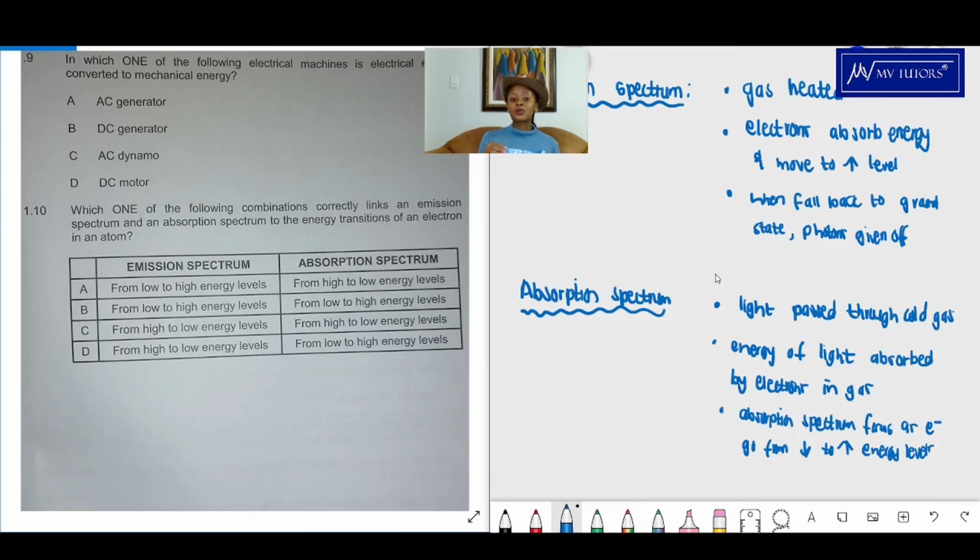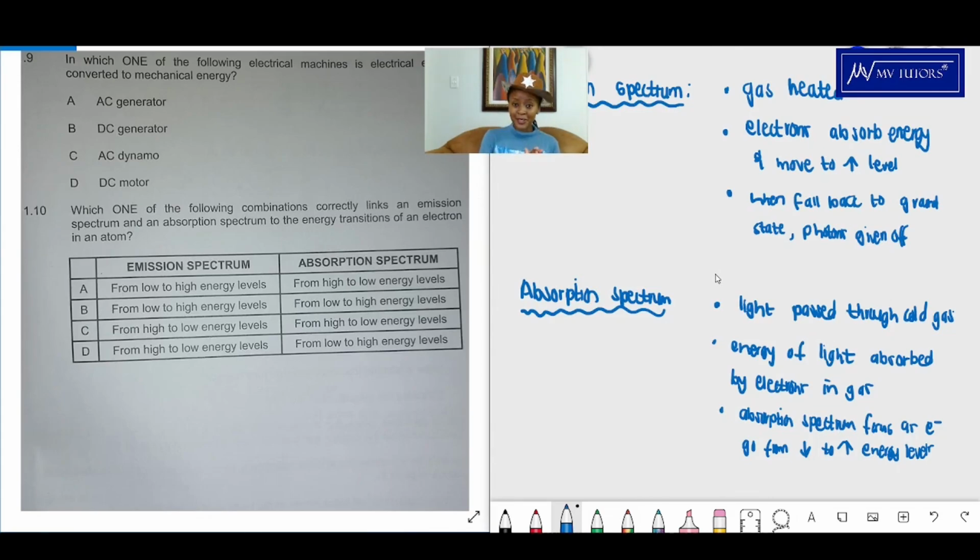But with the absorption spectrum, it's actually when the electrons have absorbed that energy from the light that passes through the cold gas. So as it goes from a low to a high energy level, that is where you see the absorption spectrum. I hope I didn't confuse you. Sometimes in your mind you're saying something but the words come out different.